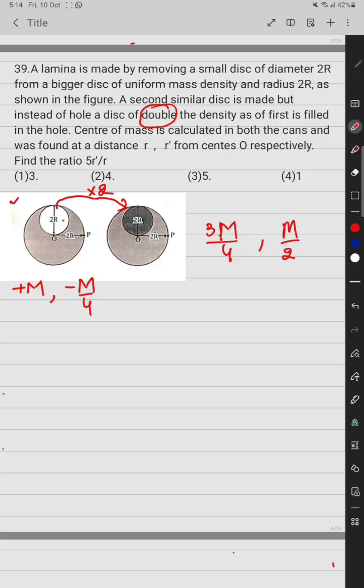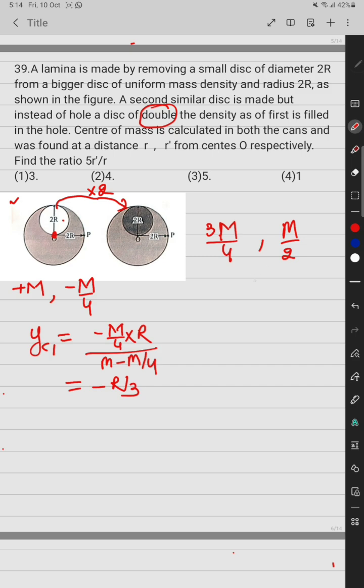So we can say the total mass in the second situation is 3m/4 and m/2. In the first case it is m and the negative mass is minus m/4. So the y center of mass in the first case is equal to, taking from this origin, m into 0 but minus m/4 multiplied by r, and the total mass is m minus m/4. So it is minus of r/3.